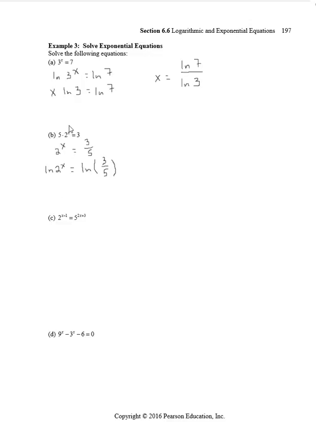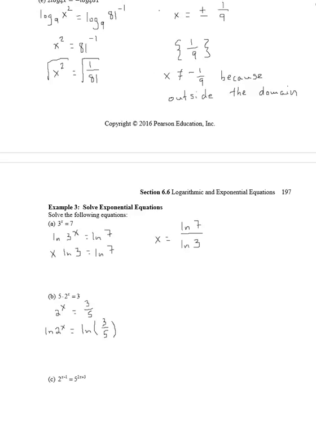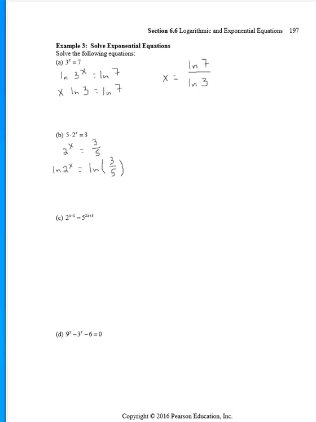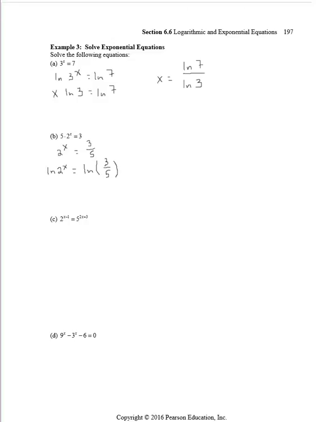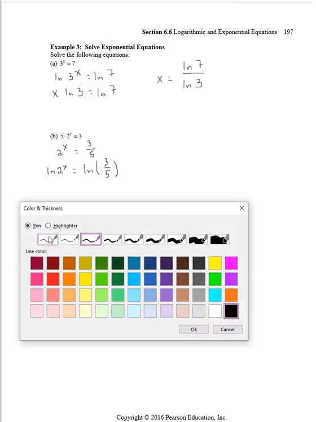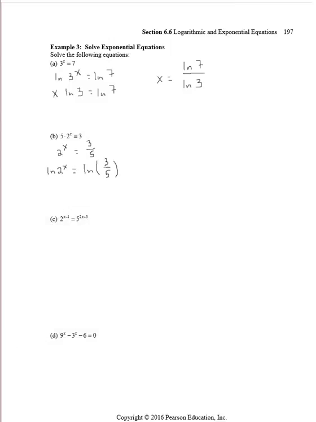So, using the exponent rule again, we have x natural log of 2. Now remember, this is a quotient, so we can break it up into a difference. So natural log of 3 minus natural log of 5. And then solving for x, we have natural log of 3 minus natural log of 5 over the natural log of 2.